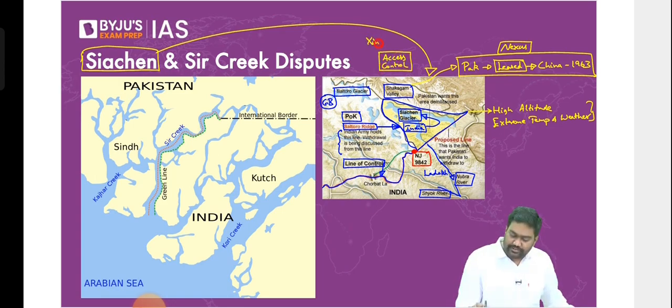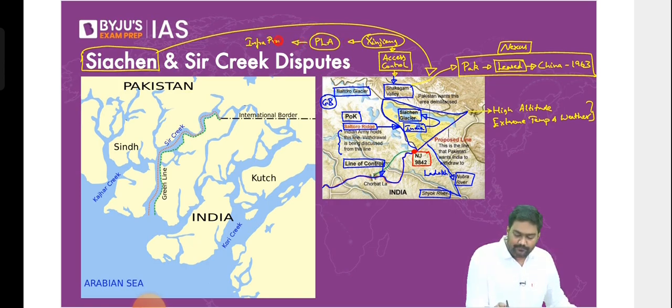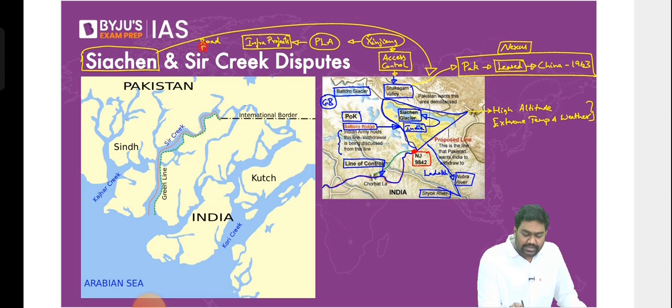It can access Shaksgam Valley from Xinjiang province. From Xinjiang, it has access into the Shaksgam Valley region. And it has even deployed the PLA, the People's Liberation Army, in the name of building infrastructure projects. Is that clear? Chinese troops, the PLA troops, are deployed over here in Shaksgam Valley, and they are involved in constructing road and railway lines as part of China's infrastructure projects in Pakistan.